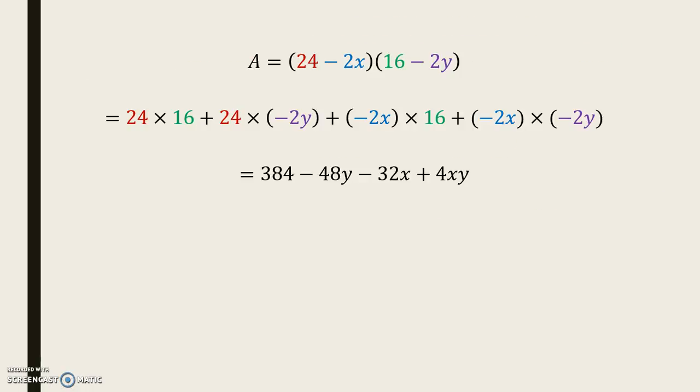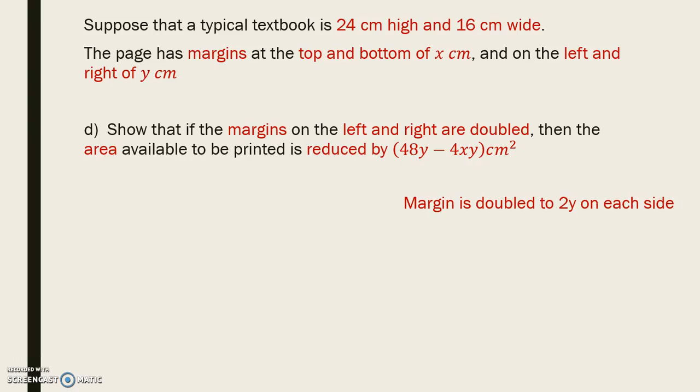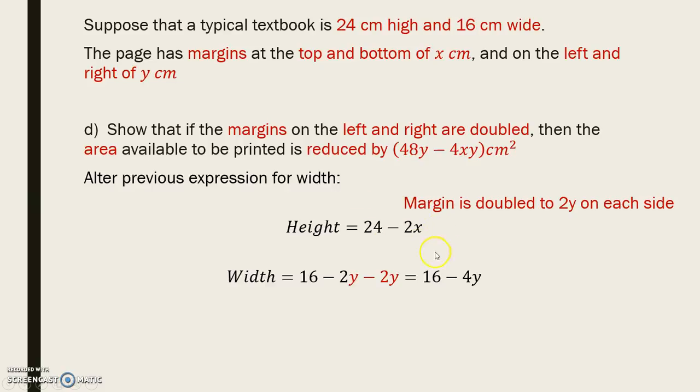So that's part C. Part D says, assuming that we double the left and right margins, what's the area going to be? So the margin is doubled. Instead of y on each side, it's now 2y on each side. So height doesn't change. It's still the same expression. But our width is now bigger. Instead of taking 1y, we're taking away 2y from each side. So we're actually taking 4y total.